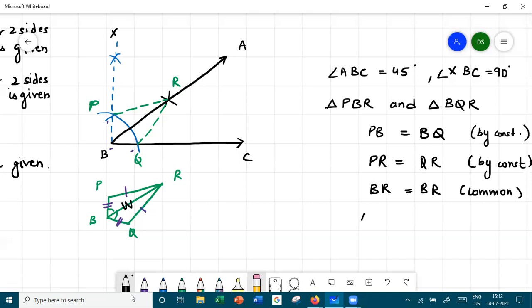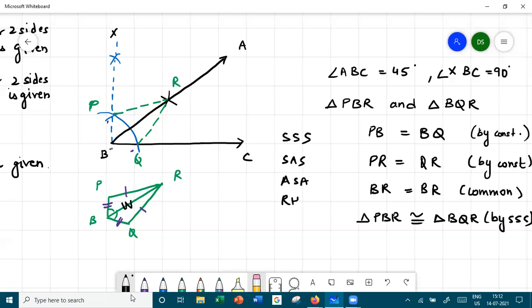So now you can conclude and say that triangle PBR is congruent to triangle BQR by the SSS test. So there are tests, right? SSS, SAS, ASA, RHS. Did I miss something? Yeah, these are the four tests of congruence, which you will be learning in detail in the triangles chapter.